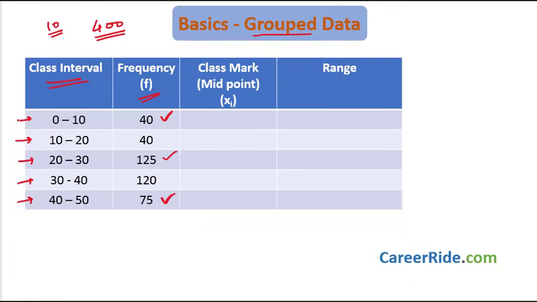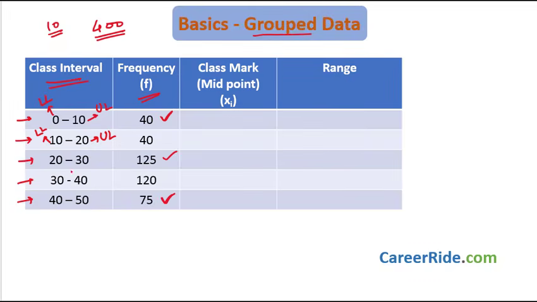Now let us see the first class interval, that is 0 to 10. Here 10 is the upper limit of this class, denoted by UL, and 0 is the lower limit, right? Let's move on to the next class interval. 20 is the upper limit of this class and 10 is the lower limit. Similarly 20 to 30, 30 to 40, 40 to 50. Can you identify the lower limit and upper limit of each of these class intervals?